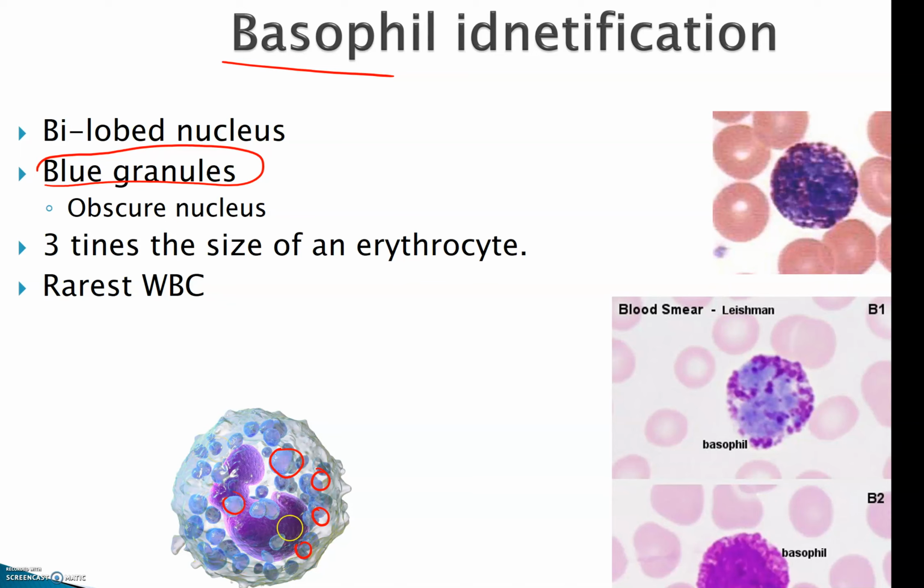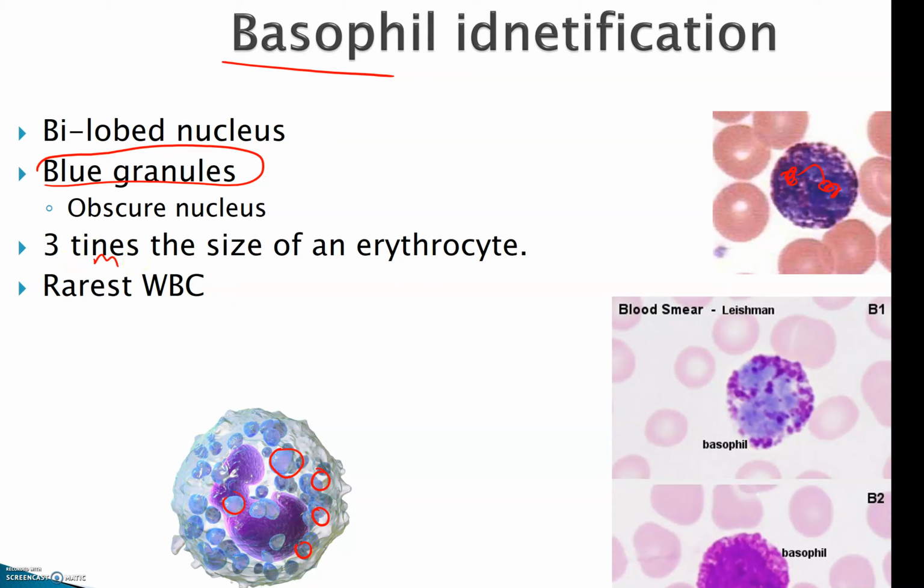And there are so many of these that you can't really see the nucleus. There's really a nucleus in there. It should be a bilobed nucleus, and it is 3 times the size of an erythrocyte. So that should be an M. So they're large. That's the rarest white blood cell.